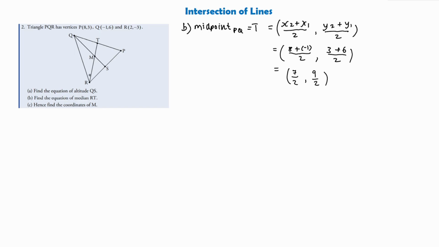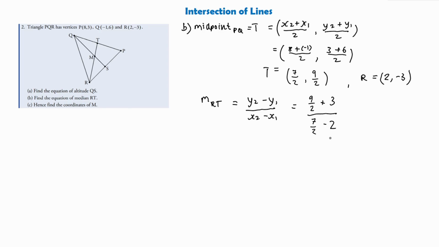So now that we have 2 points that lie on the line, we can work out the gradient of RT. And we're going to use our formula y2 take y1 over x2 take x1. So this is our coordinates of T. We also know that the coordinates of R are, and I'm just going to write them out to make it easier for us to see. So in this case, our y2 is going to be 9 over 2. And our y1 is going to be minus 3. So we're actually going to add 3 because it's minus 3. And our x2, we need to make it consistent with our y2. So it's going to be 7 over 2. And we're going to be subtracting 2.